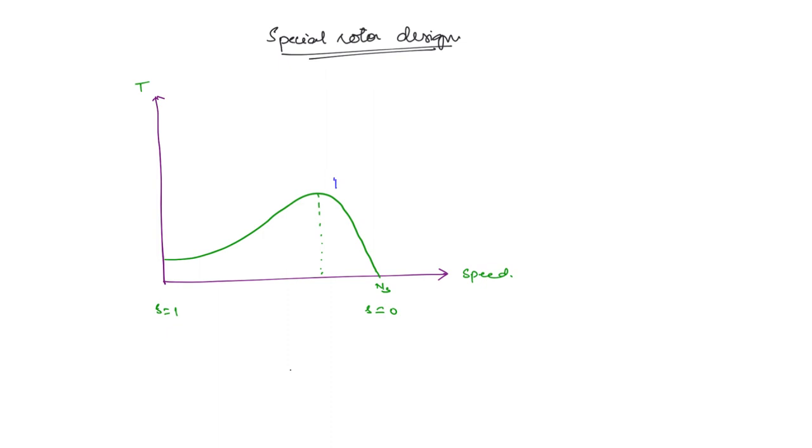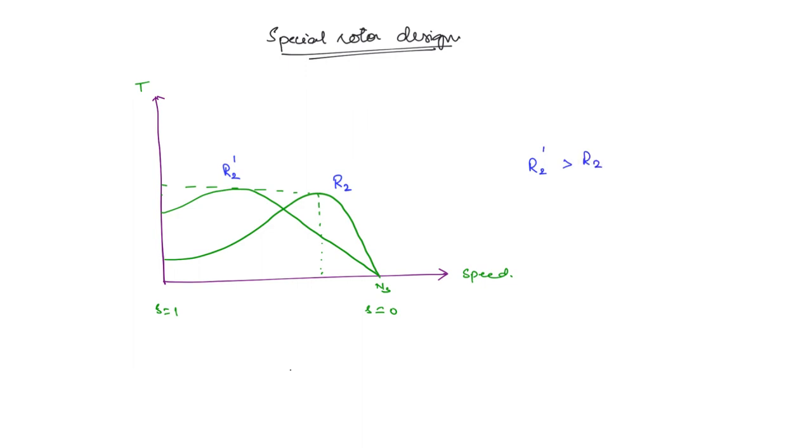So this is the characteristic at one particular rotor resistance. Now if we increase the rotor resistance, then how will the characteristics shift? It will shift like this. The maximum torque value will remain same, but the position at which it will occur, that will change. Okay. So this is, let us say, R2 dash. R2 dash is greater than R2.